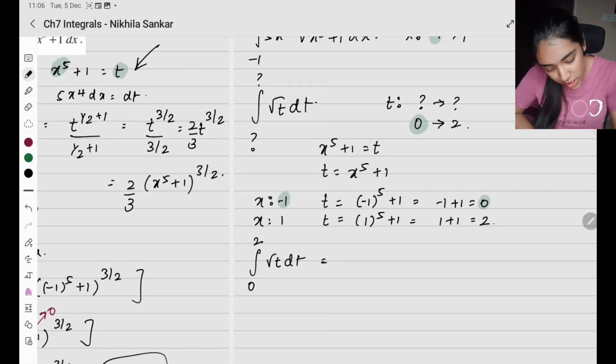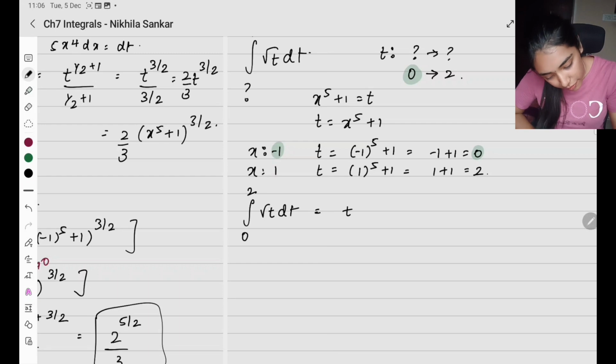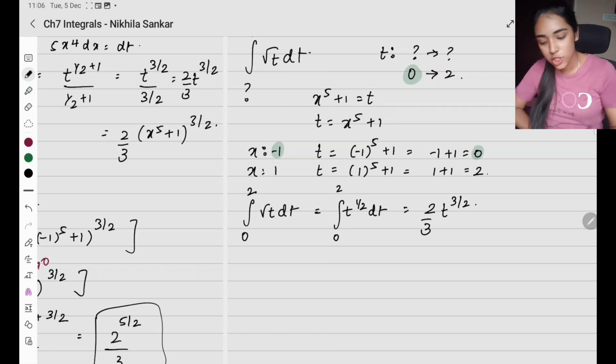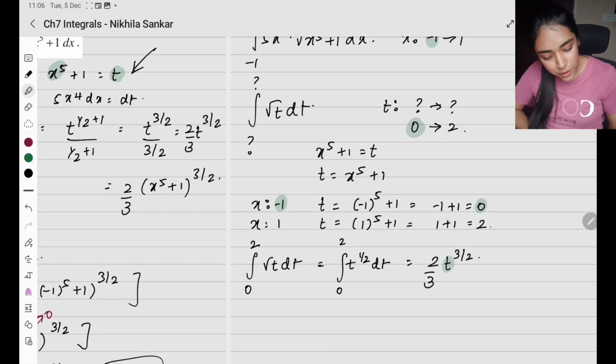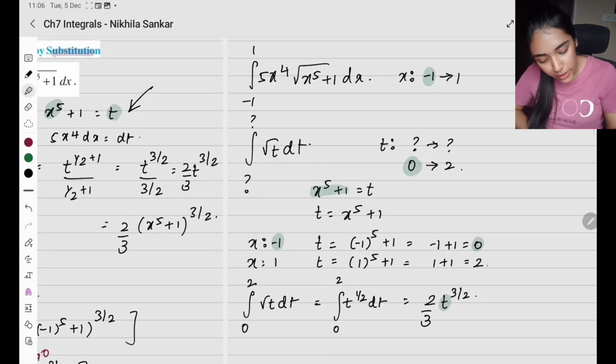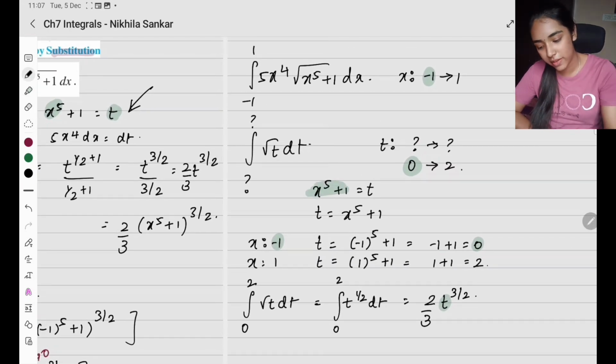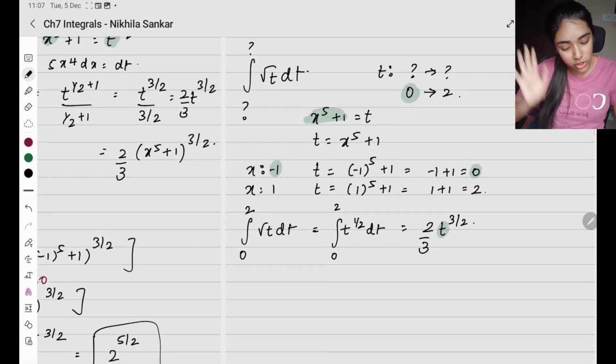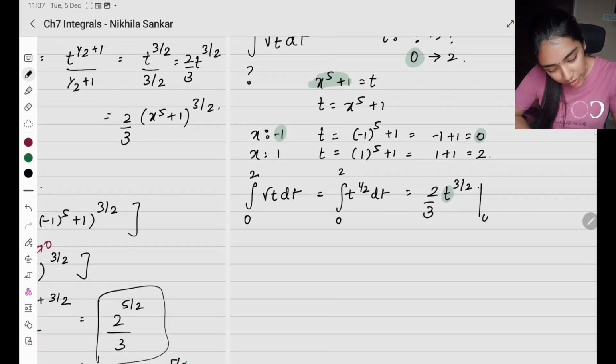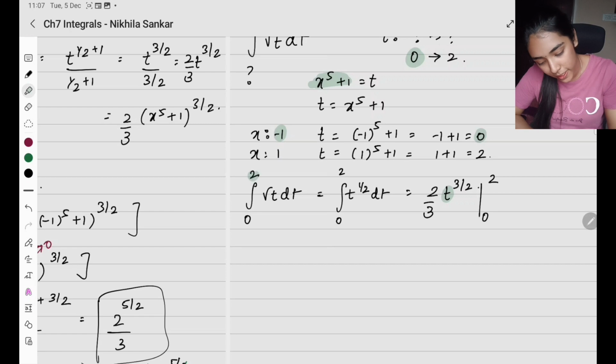So direct substitution. So I have t to the power half. So integral of t to the power half times dt from 0 to 2. So I just solved. So it is going to be 2 by 3 t to the power 3 by 2. Now at this point I need not substitute the value of t to be x power 5 plus 1, because we have already changed the integral, and the limit also we have changed. So what am I going to do here? From 0 to 2, I'm going to apply this particular value over here.